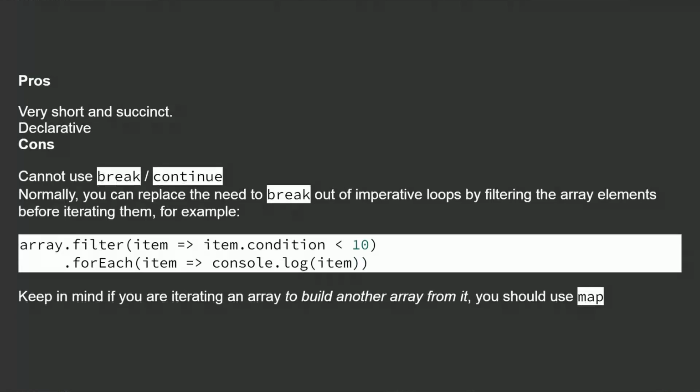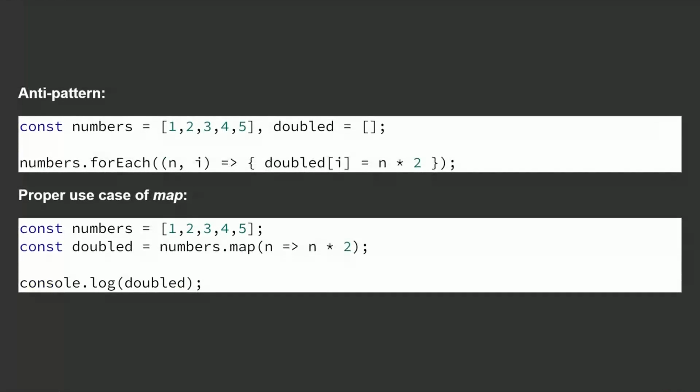Normally, you can replace the need to break out of imperative loops by filtering the array elements before iterating them. For example, keep in mind if you are iterating an array to build another array from it, you should use map. Anti-pattern and proper use case of map.